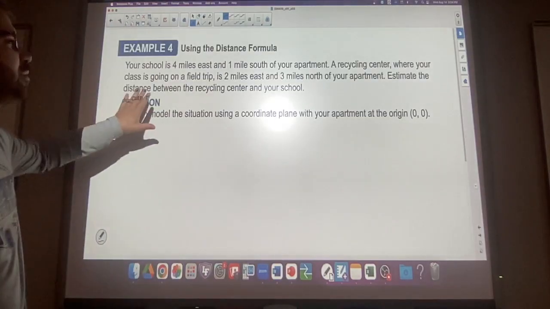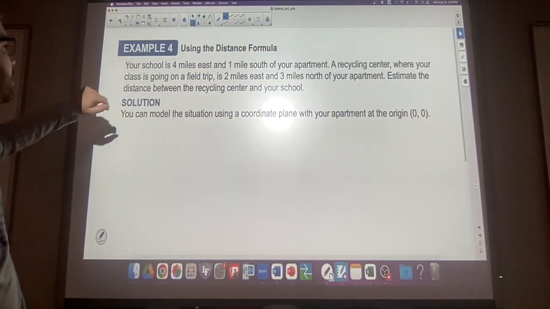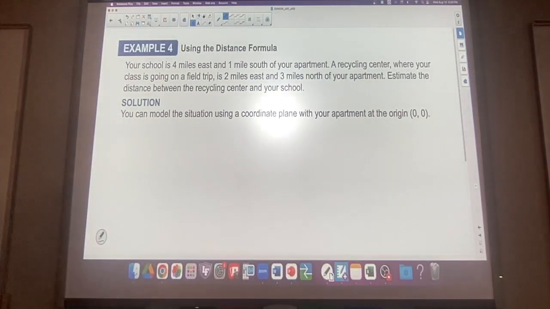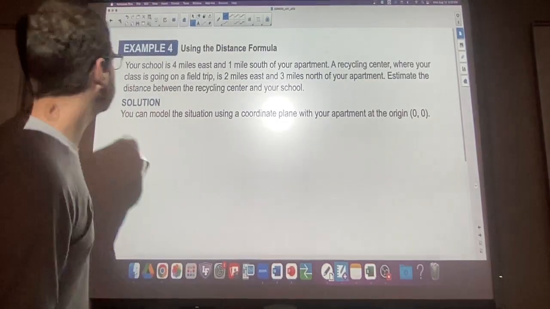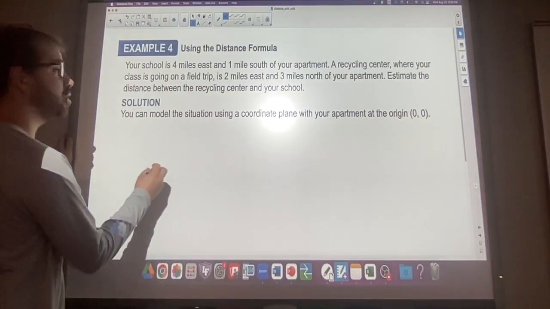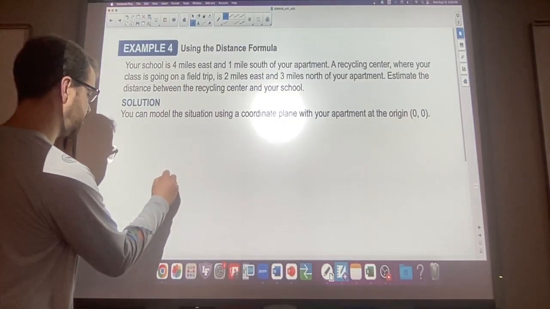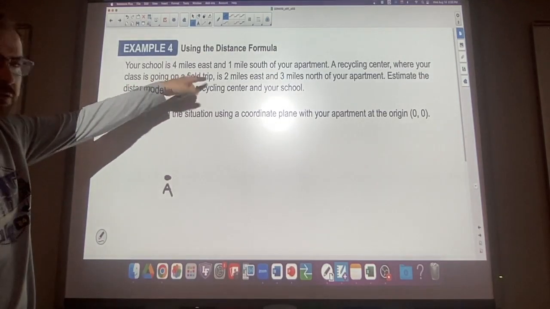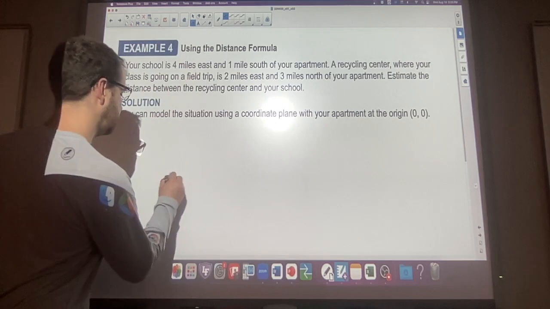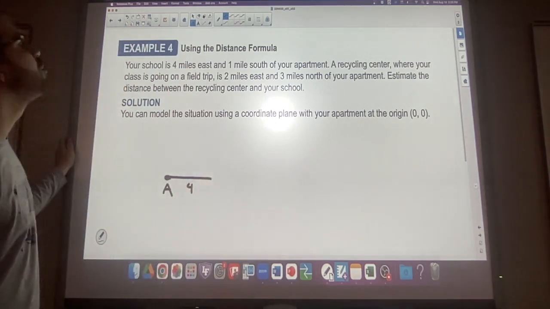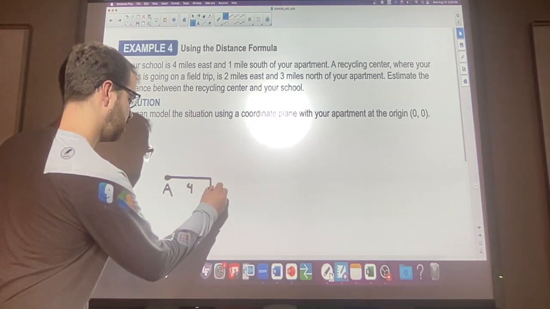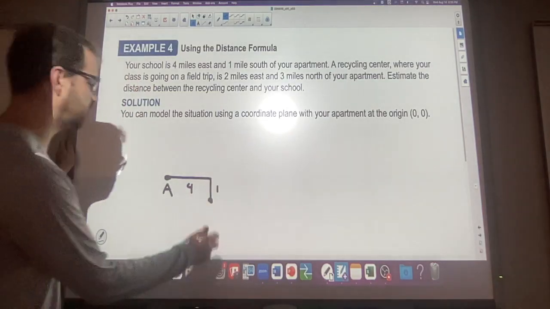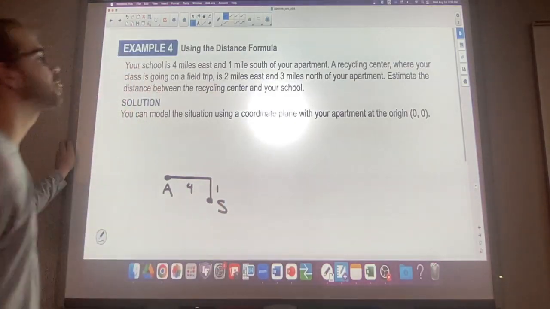Okay, so you're going to get some word problems like this. Do one of these, and then I think that'll be it. School is 4 miles east and 1 mile south. You want to picture this, so make sure you draw a picture of your apartment. We're going to call your apartment point A, and your school is 4 miles east. Hopefully you know your north, south, east, west. So 4 miles east and 1 mile south of your apartment. This is your school, right? Call that S.